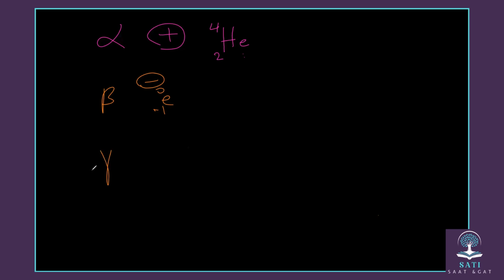Okay, what about gamma? Gamma is not positive, it's neutral. That means it's not positive and it's not negative. And when there is gamma decay, there will be no change in the atomic mass number, which is the number of protons and neutrons inside the nucleus, but there will be a change in the energy inside it. There'll be redistribution of the energy inside the nucleus.